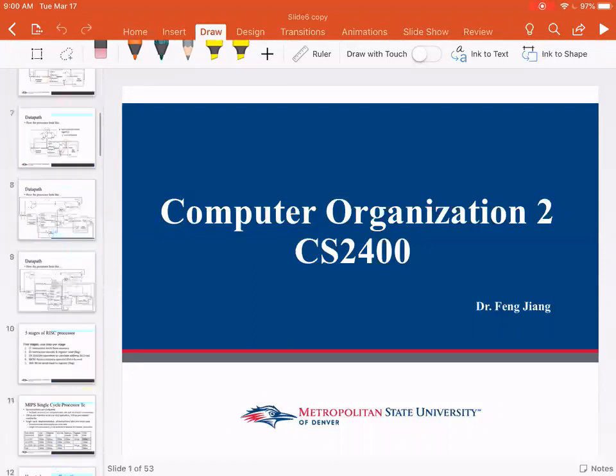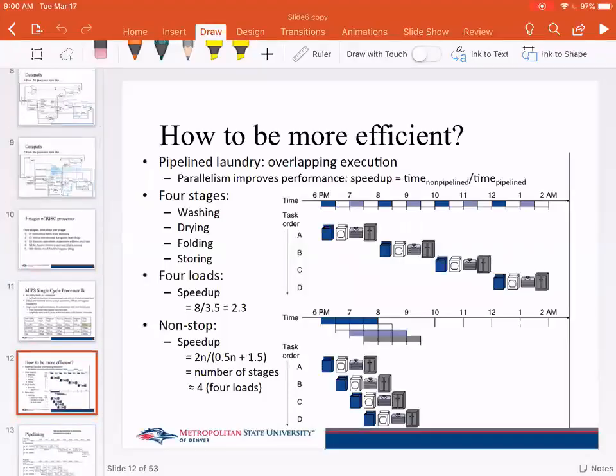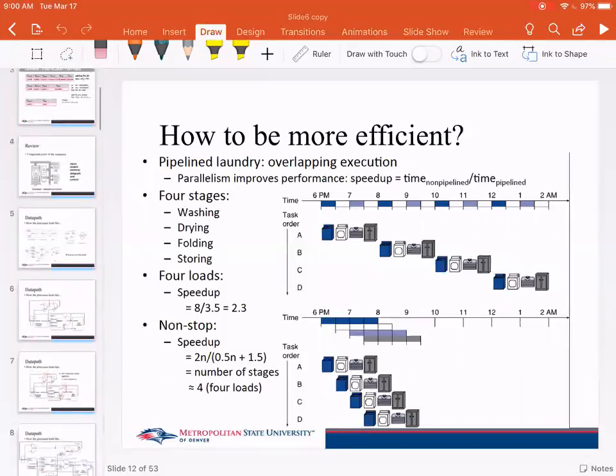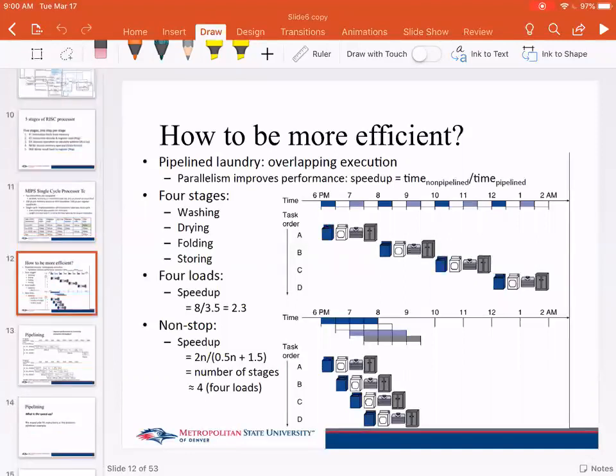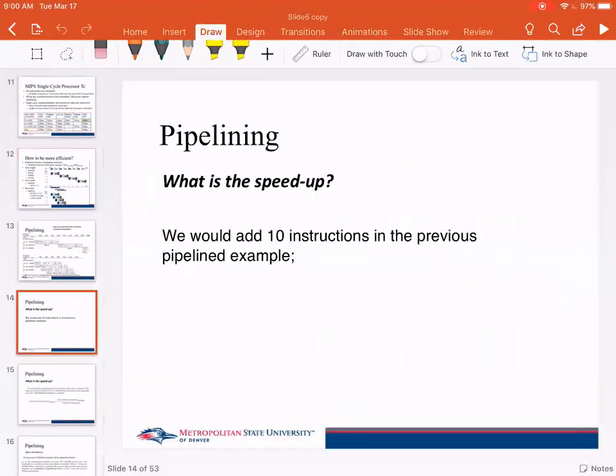All right, so let's look at the data path. We have introduced the data path of the processor, and we also introduced the basic idea of pipeline. This is a really important technique for modern computers, and it is used almost everywhere in any modern computer. We have introduced the pipeline concept, and also we have talked about how to calculate the speed up for a pipeline processor.